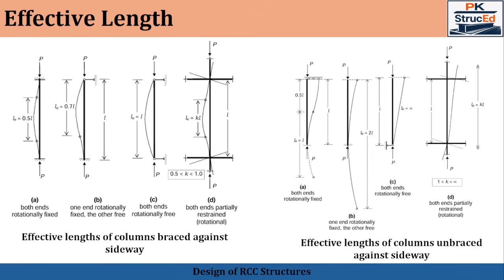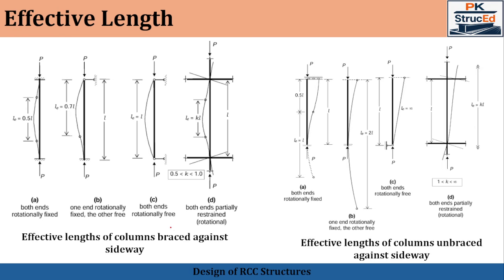Then the effective length of the column. How the effective length of the column is computed depends first on the type of bracing and the end conditions, whether the column is braced or unbraced against side sway. IS 456 provides effective length factors for both braced columns as well as unbraced columns separately. This effective length determines the slenderness ratio, whether the column is short or long, and the applicability of the short column design formula.